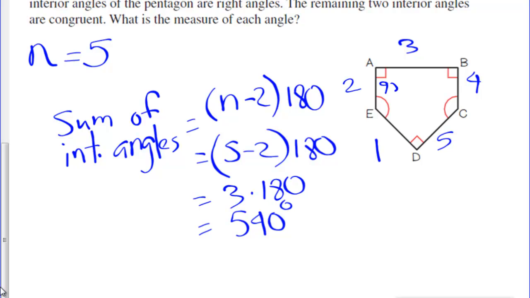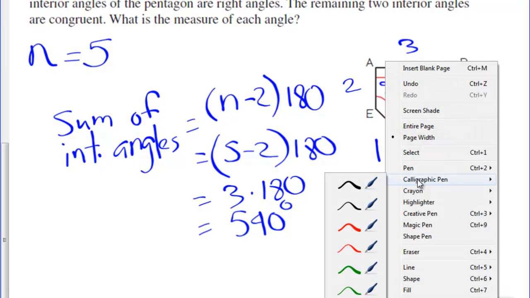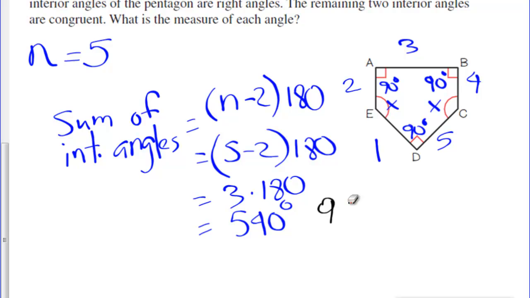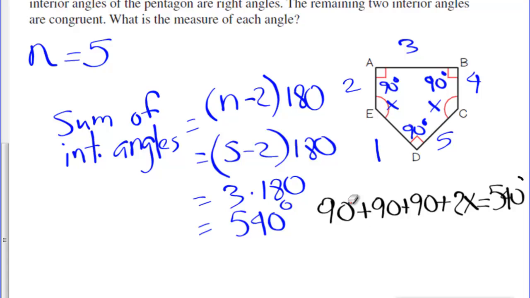So I know that this is 90 degrees, and this is 90 degrees, and this is 90 degrees. These 2 angles, I'm told that they're congruent. So I can create an equation, and my equation is going to be 90 plus 90 plus 90 plus x plus x. But since my space is short, can I just say 2x? Okay, and that's going to be equal to 540 degrees.